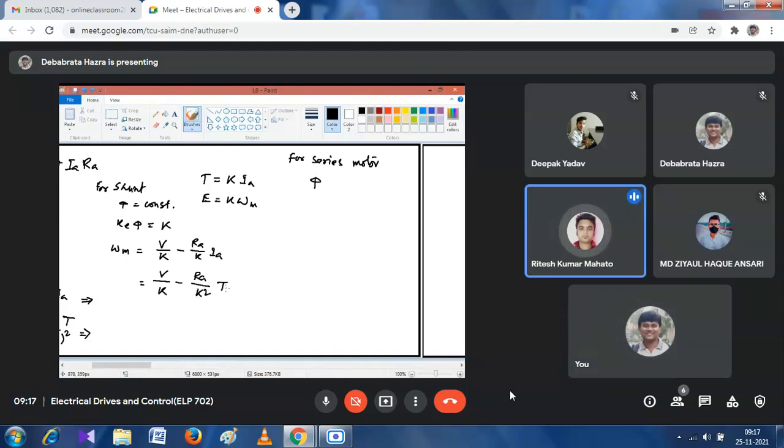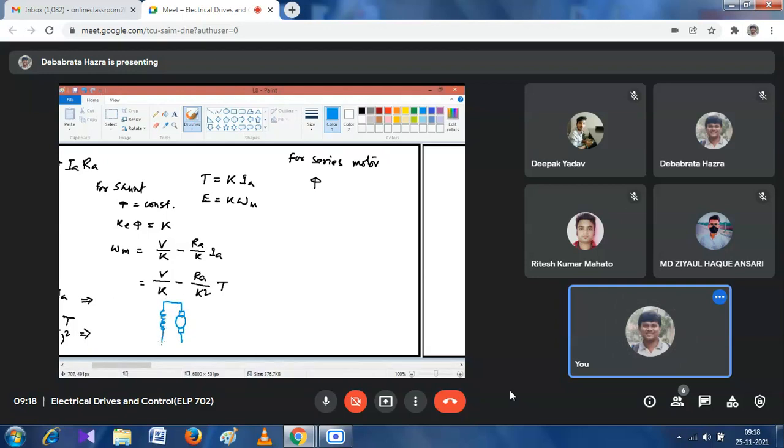Because sir, it is connected in parallel. Yes, sir. Let me draw the diagram of a shunt motor. This is a diagram of a shunt motor. This is V, this is IL, this is Ia, and this is If.